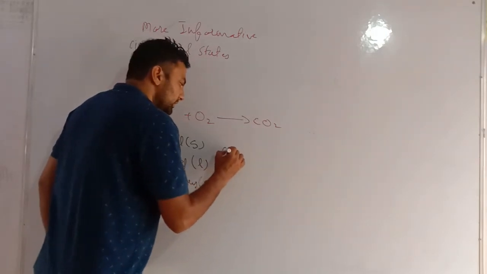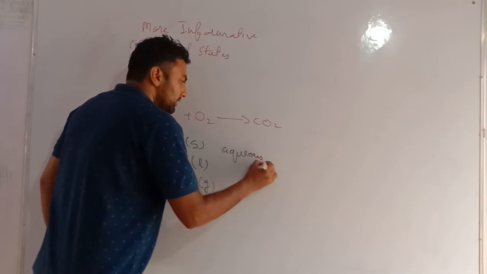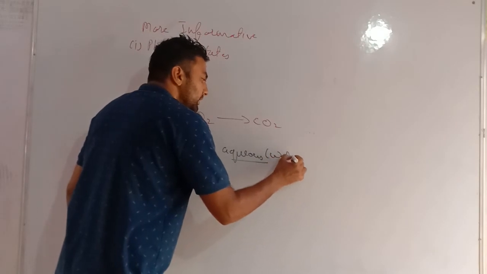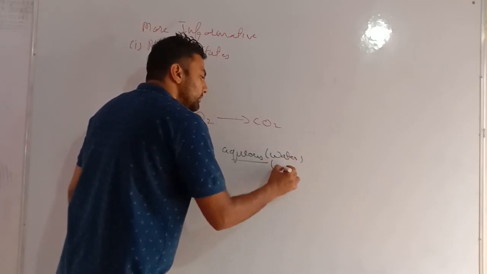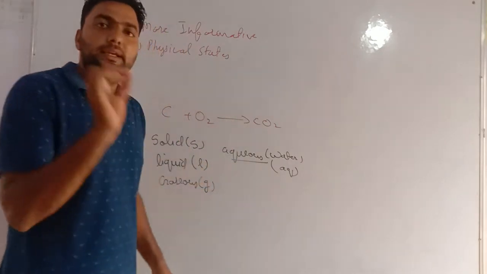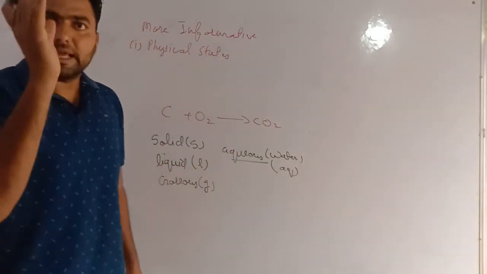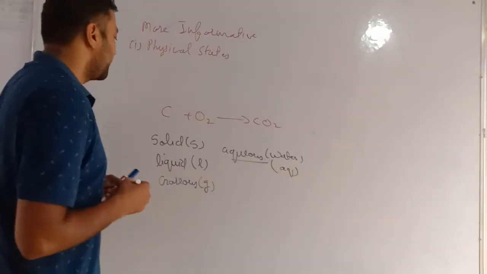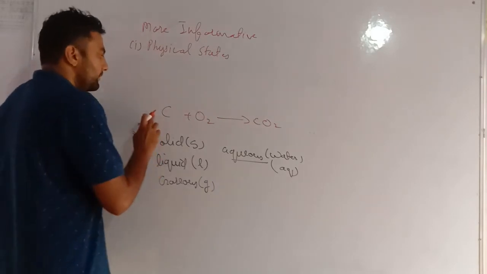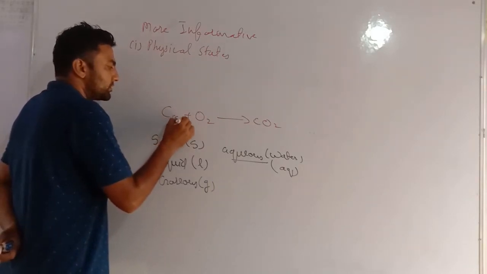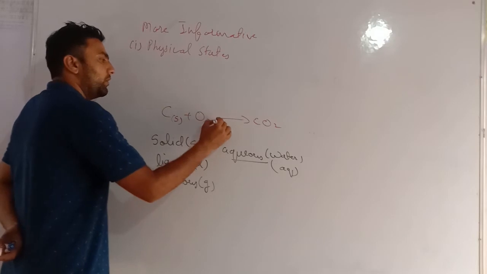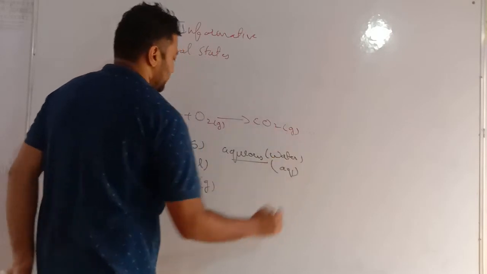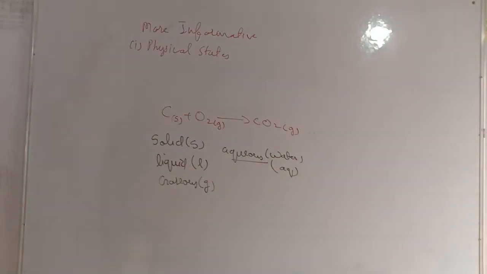Very important, dear students: many times the product we are getting or the reactant we are using is in water. So we will use aq, aqueous solution, meaning the material is in water. See my dear students, C, coal, that is solid, s. Oxygen I will be using in gaseous form, g, and CO2 is g. I have made this more informative.